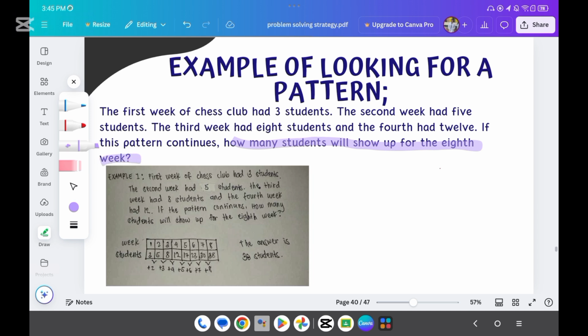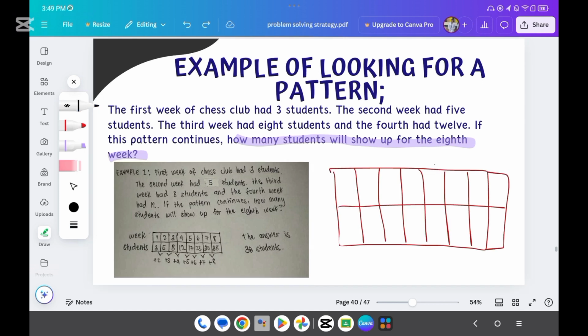So, we're actually going to use 2 strategies in a way here, because I'm going to make a table and we're going to figure out how many students came that 8 weeks. So una, gumawa kayo ng table gaya ng ginawa ko or gaya ng nakikita nyo. So dito sa taas ang week. At dito naman sa baba yung hinahanap which is students.